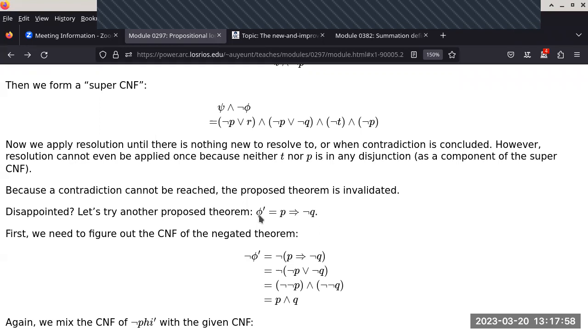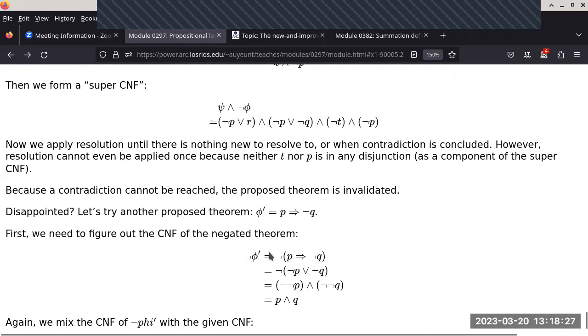But instead of proving it directly, I'm using proof by contradiction, which means the first thing I need to do is to negate the theorem that I'm trying to prove. So I negate phi prime first. To negate phi prime, I have the negation of P implies not Q, which turns into the negation of not P or not Q because of the definition of implication. Then we apply De Morgan's law, and it simplifies to P and Q. Is that okay so far?